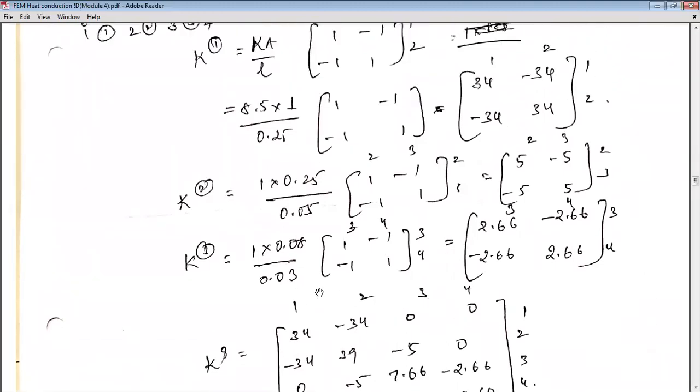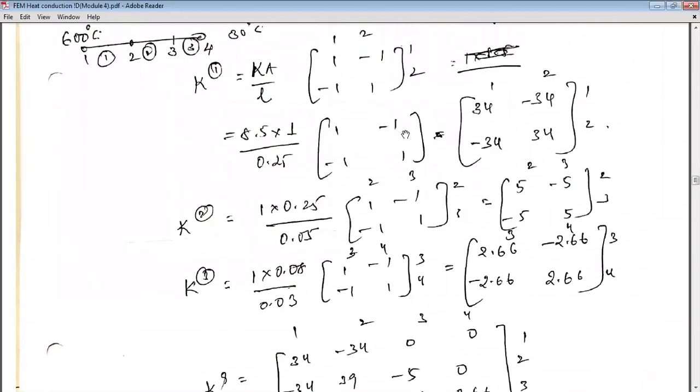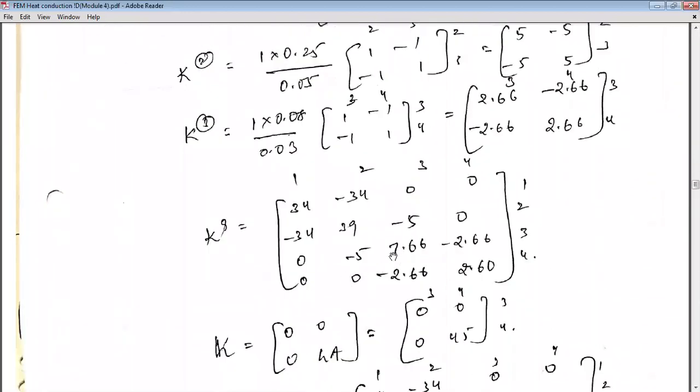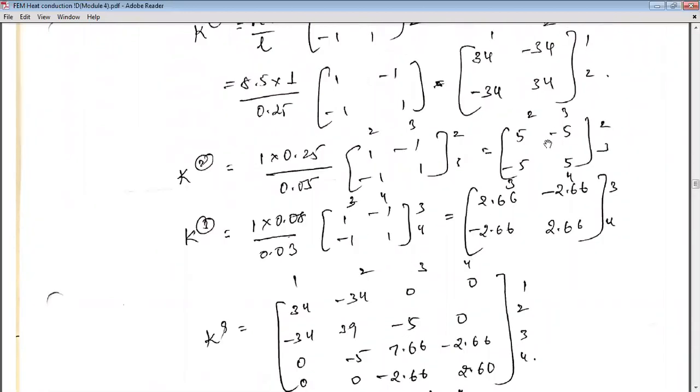Next, 1 of 3. 3 of 1 is 0, so 1 of 3 is also 0, because there is no 1 of 3 in any of the element conductivity values. 2 of 3 is minus 5. The 2nd row, 3rd column term becomes the 3rd row, 2nd column, minus 5, the term that coincides. 3 of 3 is 5.